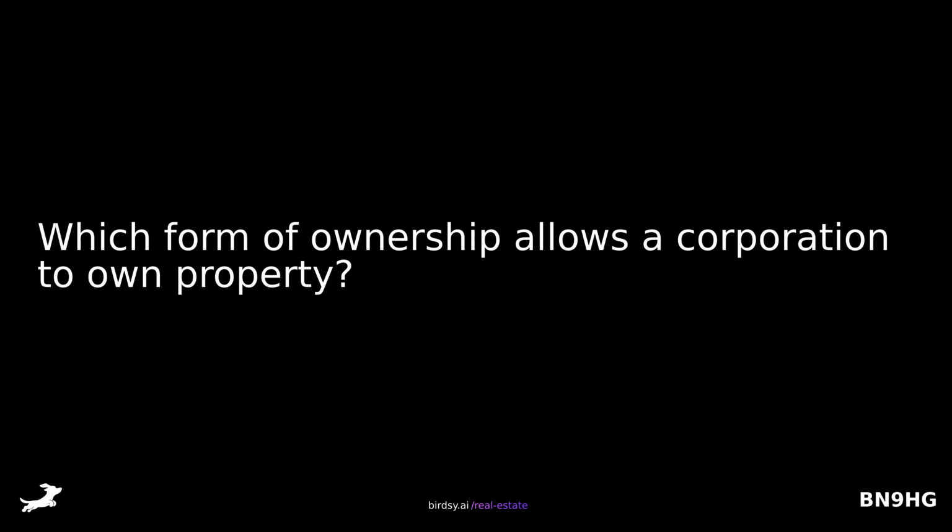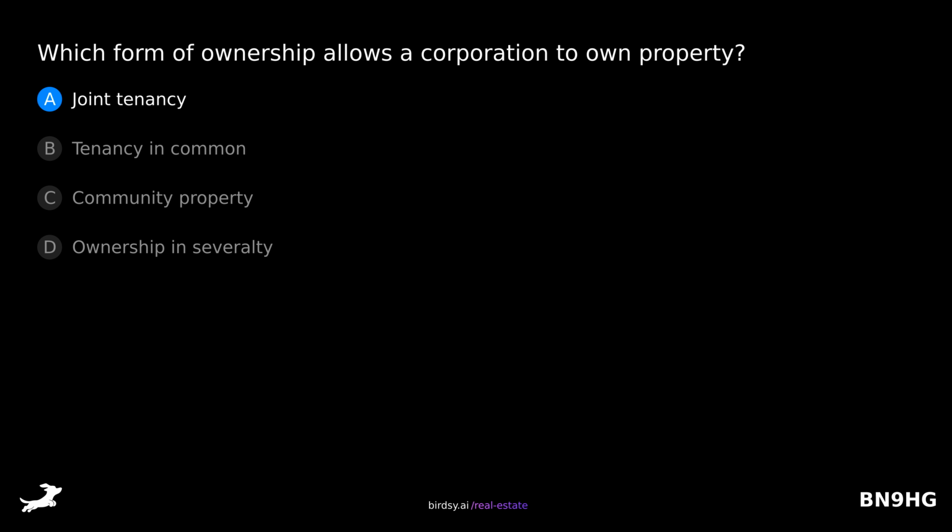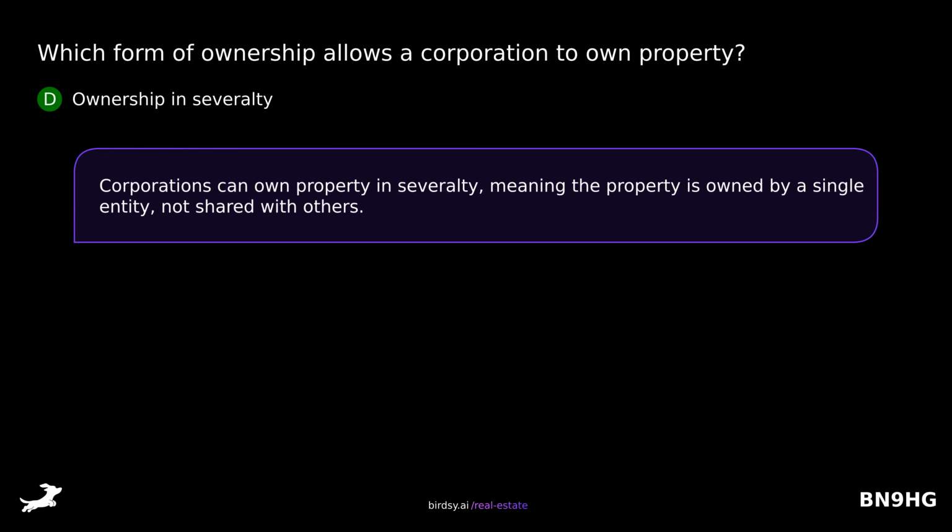Sarah can sell her share independently without Tom's consent, as tenancy in common allows each owner to manage their share separately. Which form of ownership allows a corporation to own property? Is it A, joint tenancy, B, tenancy in common, C, community property, or D, ownership in severalty? The answer is D, ownership in severalty. Corporations can own property in severalty, meaning the property is owned by a single entity, not shared with others.